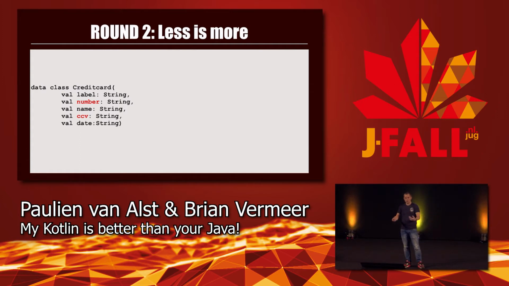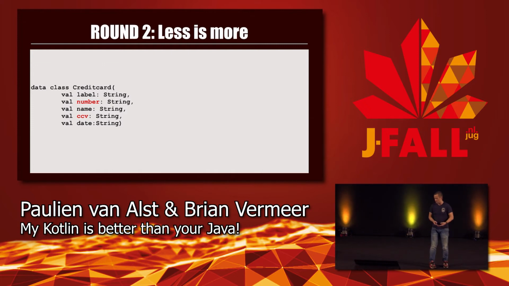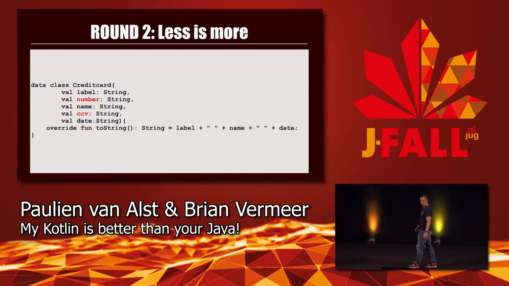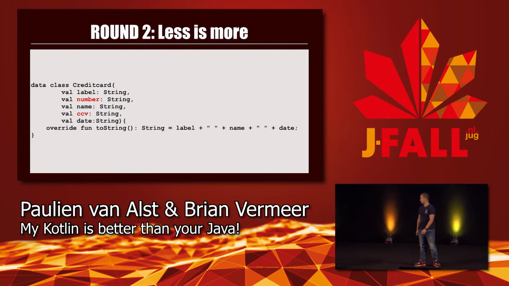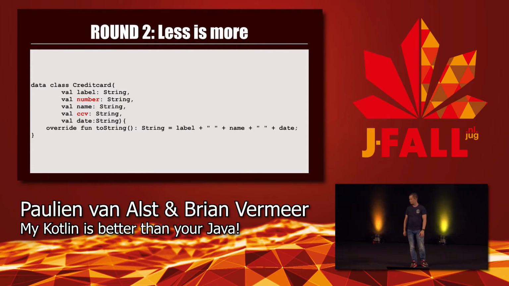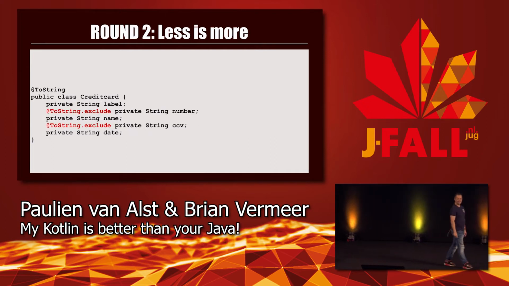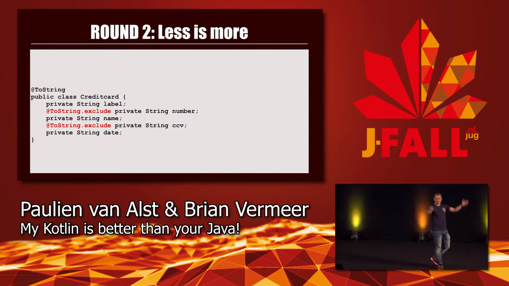Because it's true. You cannot just put that out because of the least privilege principle. So I need to rewrite my toString statement. I have to override it. Cool. So I can override it, and that's what I can do in Java as well. Guess what I can do in Lombok? Just put an exclude statement in it, done.